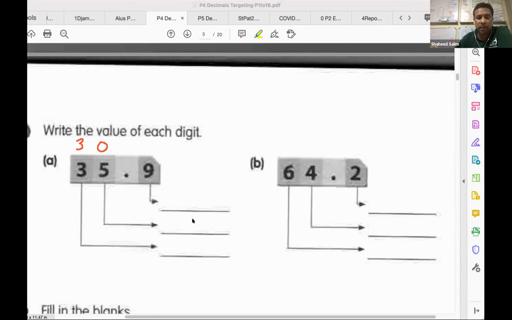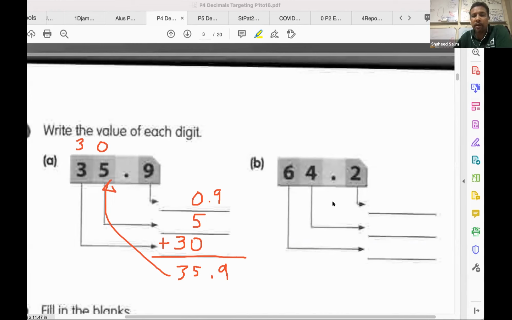Amara, you there? Amara, yes, come try. Come on, 64.2. All right, and you don't need to put the 00 like this.